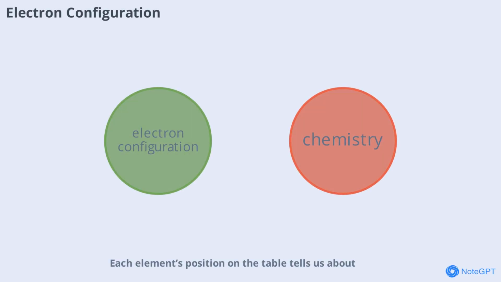Each element's position on the table tells us about its electron configuration, the arrangement of electrons around its nucleus. This configuration determines how an element reacts with others. Understanding electron configuration is key to mastering chemistry.